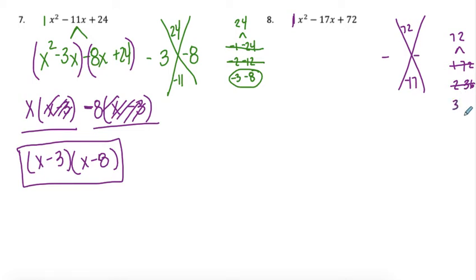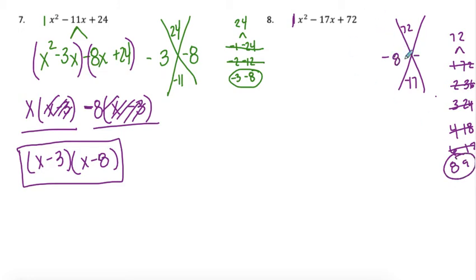72, what was on my list? 3 and, okay, I didn't actually have my list pulled up. Let me see. 24. Okay, still not working for me. 4 and 18, I'm getting closer, but that still makes 22. 6 and 12 is my next one, but that's 18. And the last one, then, I have 8 and 9 are the last two.